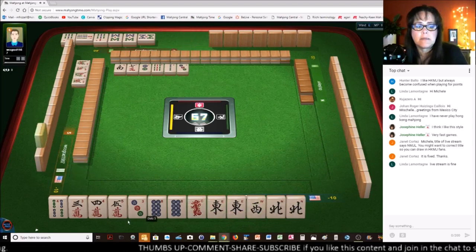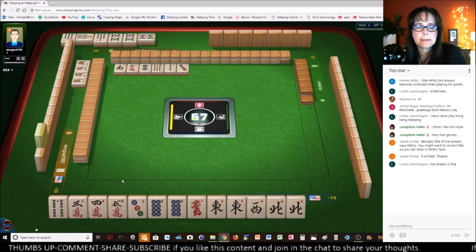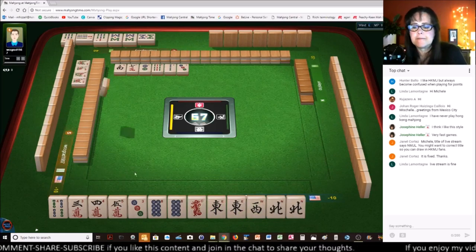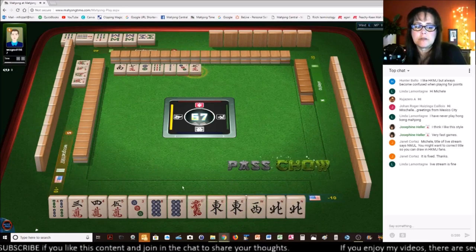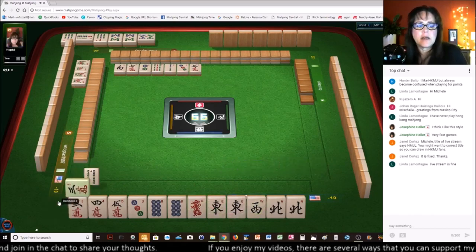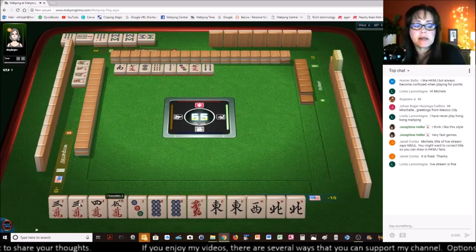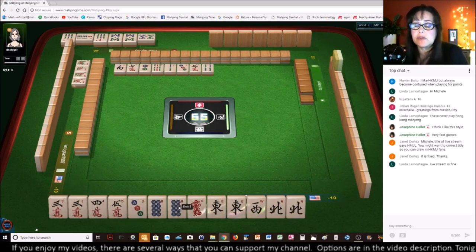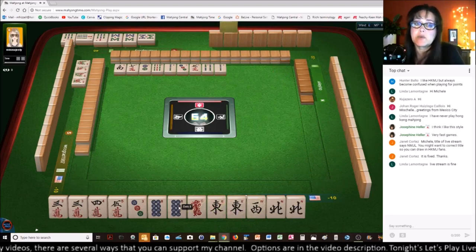3 dots. Uh-oh, 5 characters. No. Oh, no. Oh, okay. All pung. That's what we're going to play. We just got another pair. So the 3 crack, it's okay to mix suits with pungs because an all pung hand is worth 3 fan, which is decent.